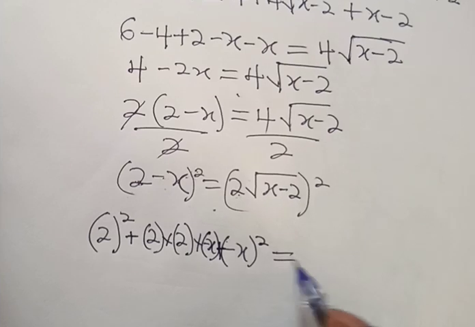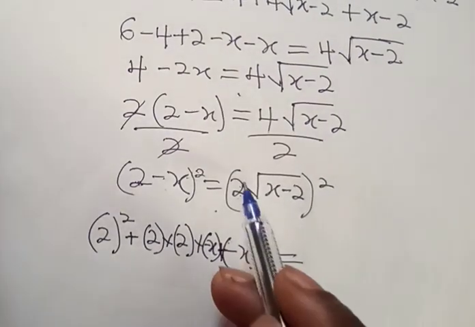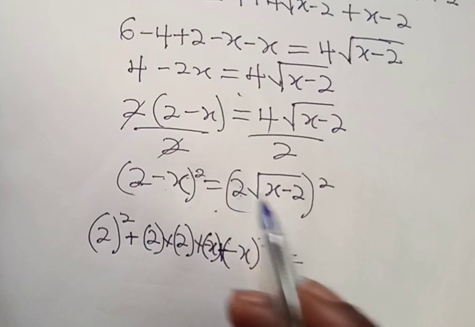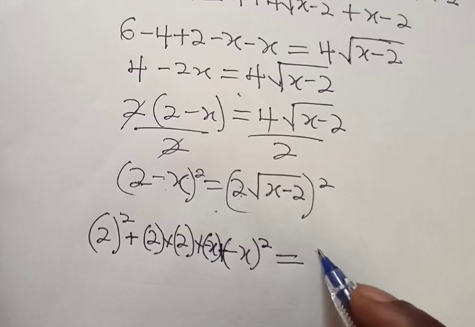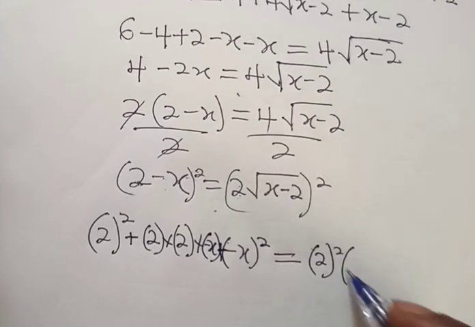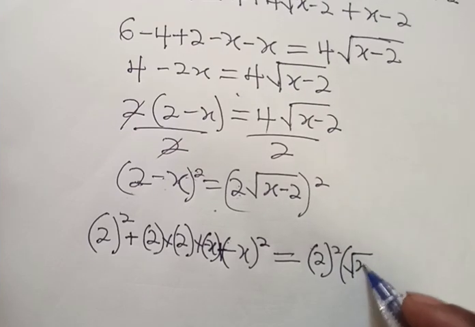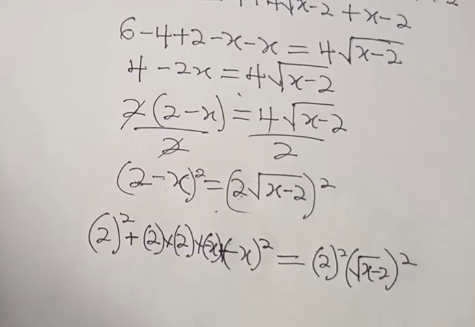Good. Which is equal to, now this one too is going to square the, now this time, because there is no addition or subtraction here, we can square this separately and square this separately. So at the end of the day, it is going to be 2 squared and then square root of x minus 2 all squared, like this. Have you gotten that? Good.